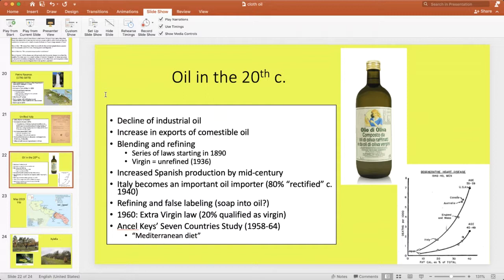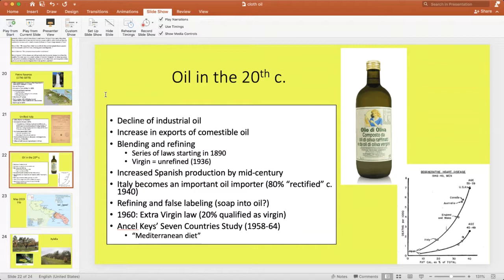And so much of that oil would be refined, which would by chemical methods reduce the acidity of the oil, and then that might be blended with better quality virgin oils. And indeed, we get a series of laws in Italy, because Italy is in the vanguard in this regard, to control blending, refining, and the labeling of oils.